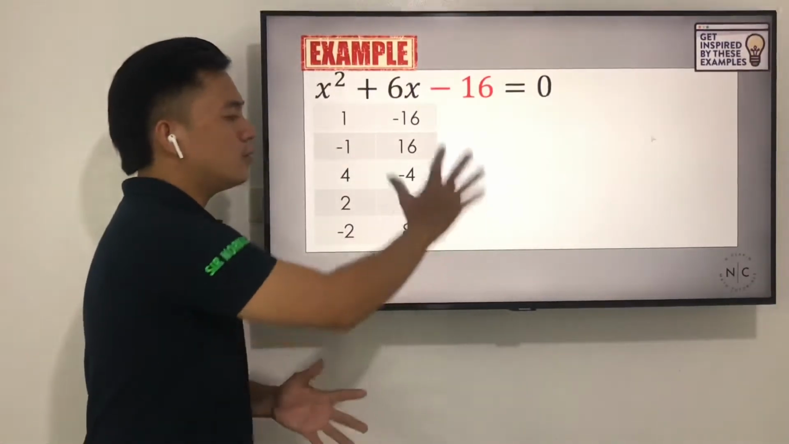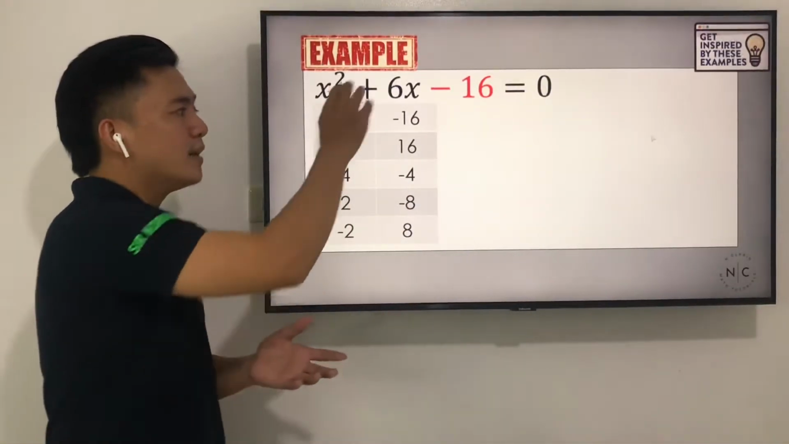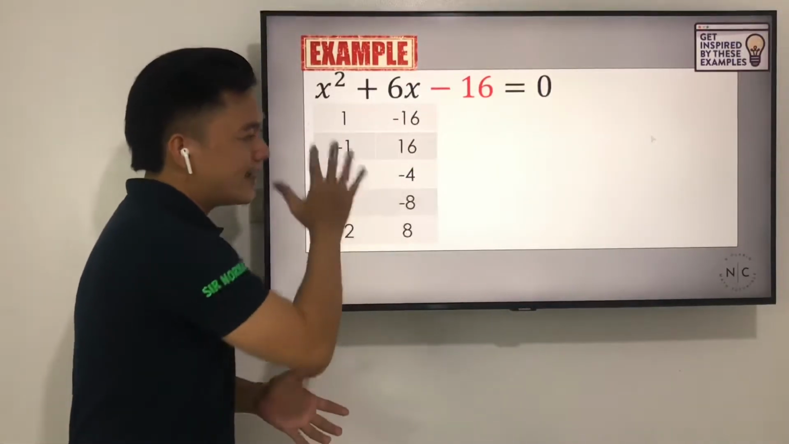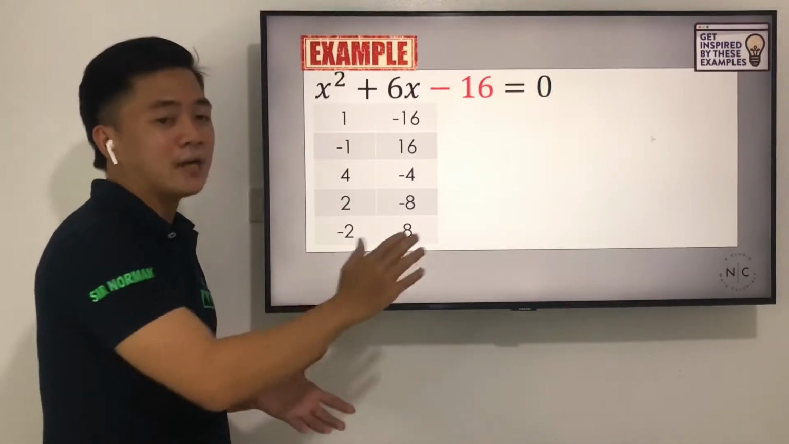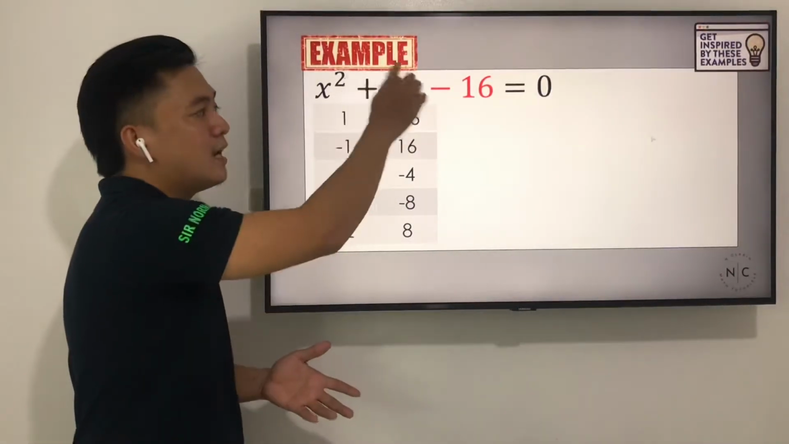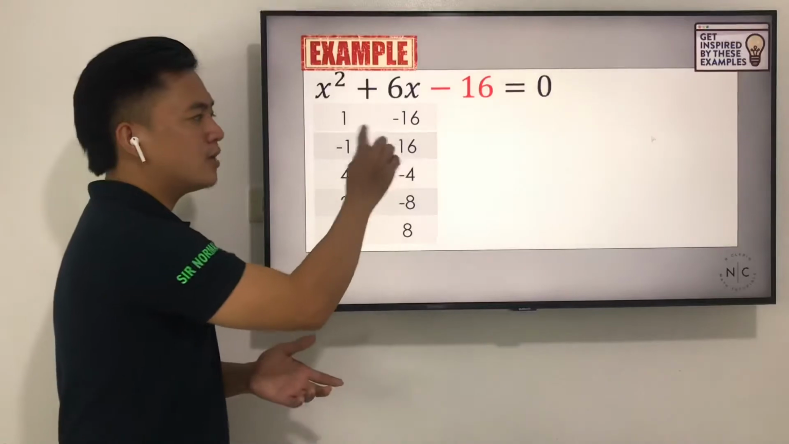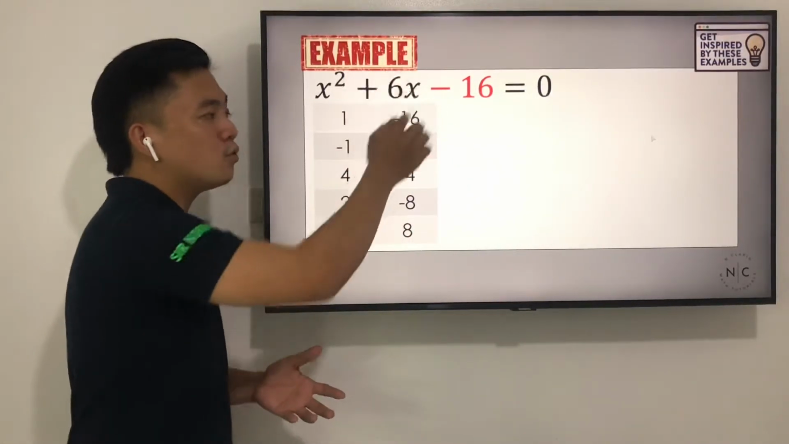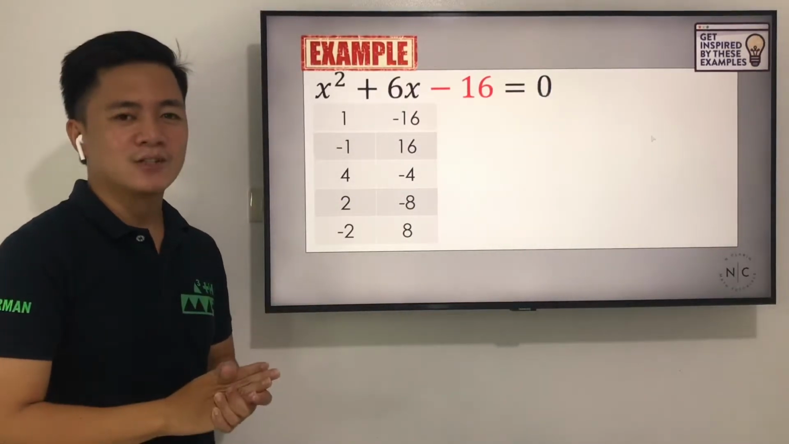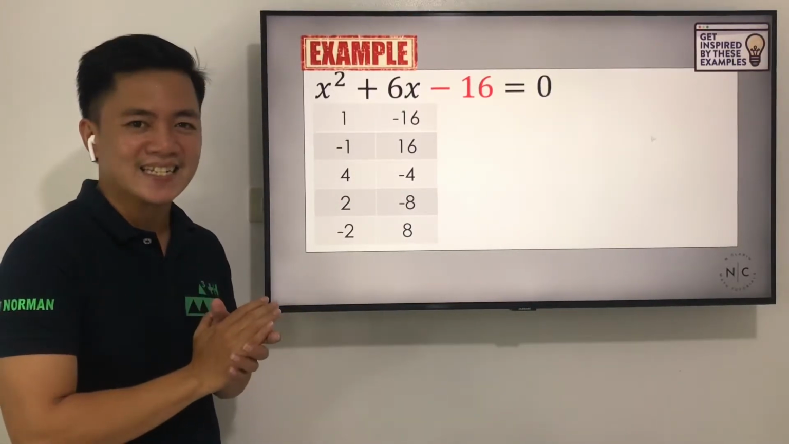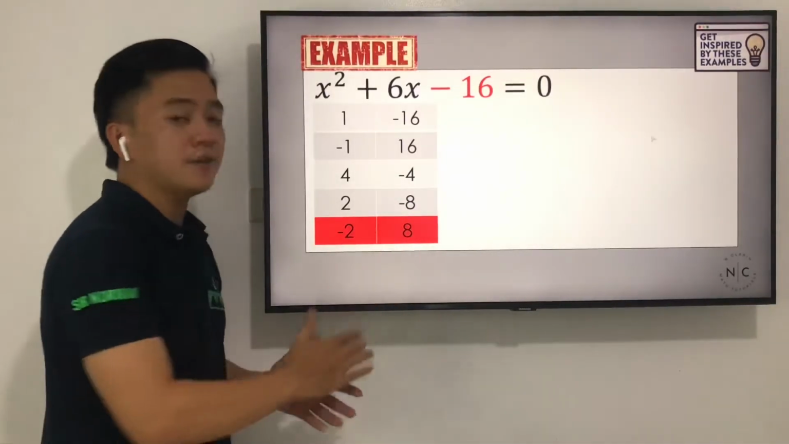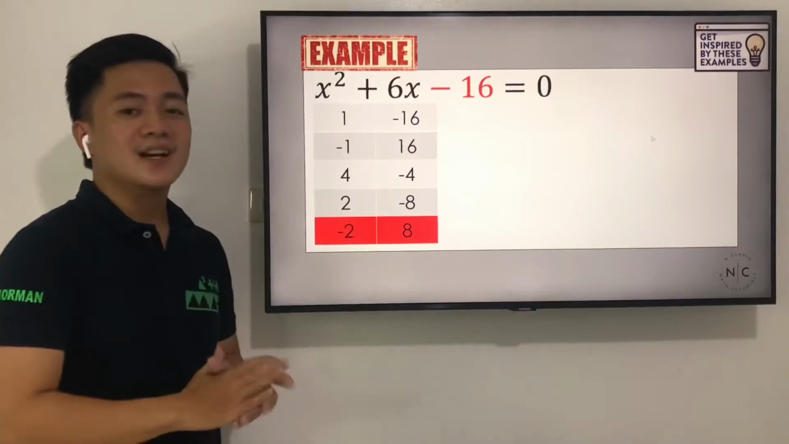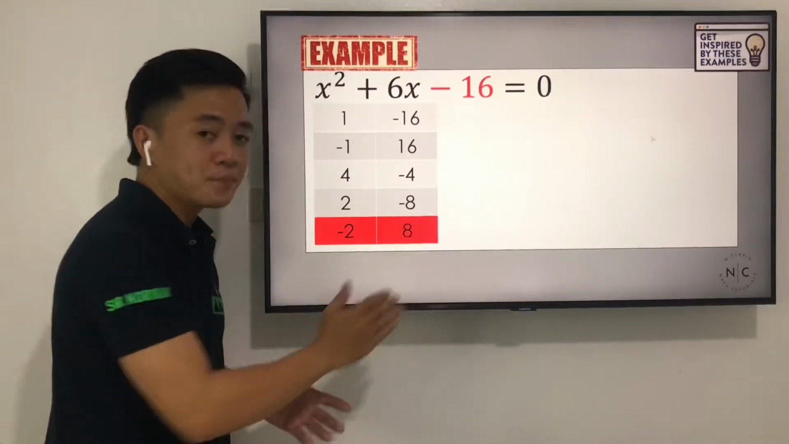So sa limang ito, sa tingin nyo, ano yung makakasatisfy dun sa ating middle term? Na kapag in-add natin yung isa man sa mga factors na meron tayo sa negative 16 is makukuha natin si positive 6x. Kung ito yung gagamitin natin, ang makukuha natin dito is negative 15. So hindi makukuha yung ating positive 6x. So ang pwede natin gamitin dyan is negative 2 and positive 8. Kasi kapag in-add natin yan, makukuha natin is positive 6. So ito yung gagamitin natin na factor.